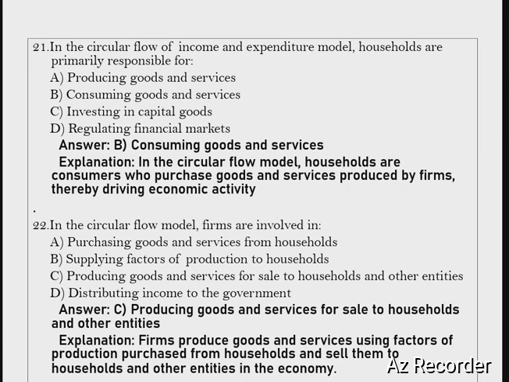driving economic activity. Next question is, in the circular flow model, firms are involved in: option A, purchasing goods and services from households; option B, supplying factors of production to households; option C, producing goods and services for sale to households and other entities; option D, distributing income to the government. Correct answer is option C. Its explanation is firms produce goods and services using factors of production purchased from households and sell them to households and other entities in the economy.